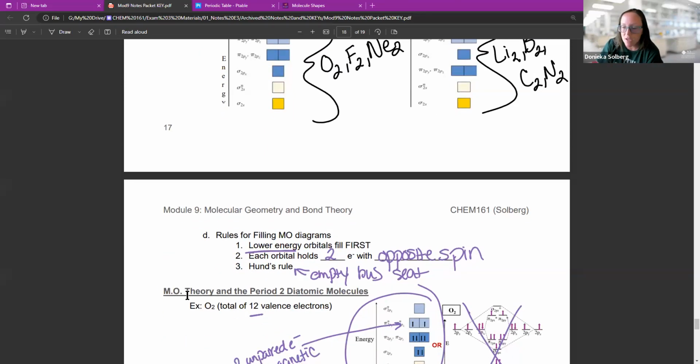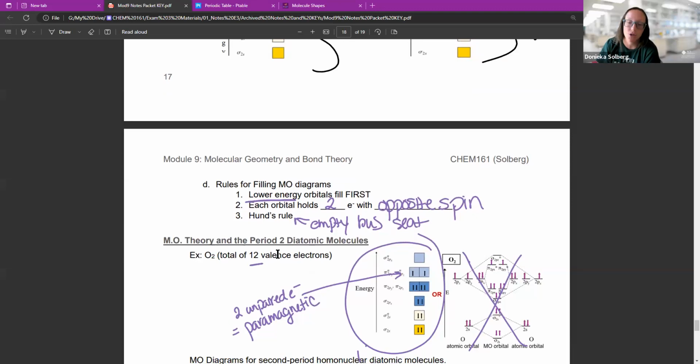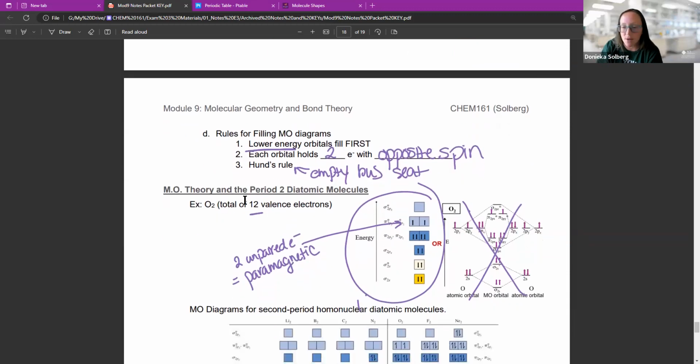Okay, so an example I might give you is for O2. Oxygen has a total of 12 valence electrons, right? Oxygen has 6 valence electrons, so now I have 12. I'm going to fill in, this is my MO orbital. I would give you a picture like this, and you'd be like, okay, I'll put in 12: 2, 4, 6, 8, 10. And then these ones get spread out. Okay, there's 2 unpaired electrons here.